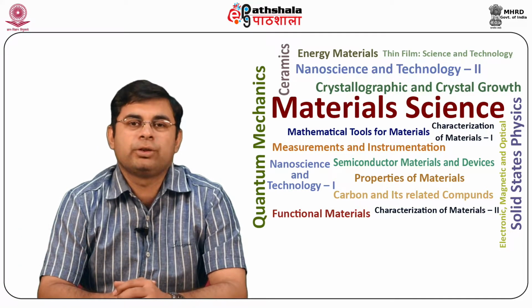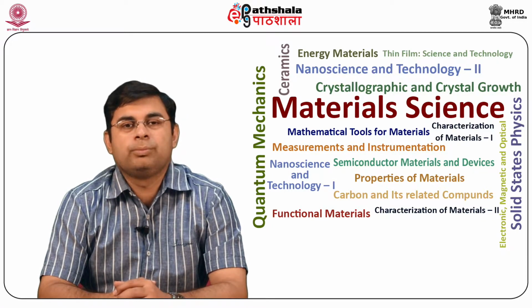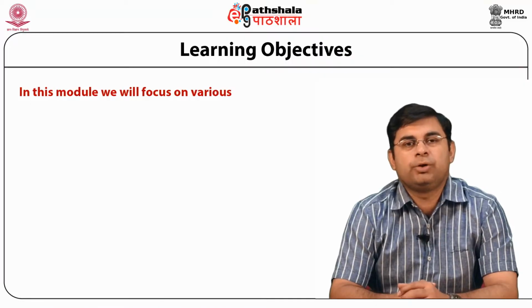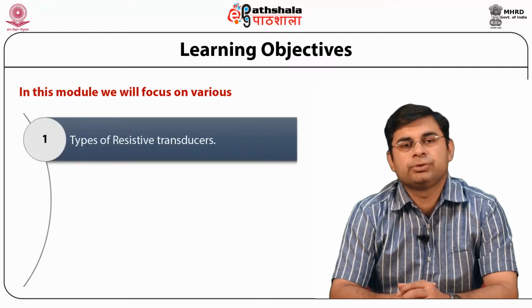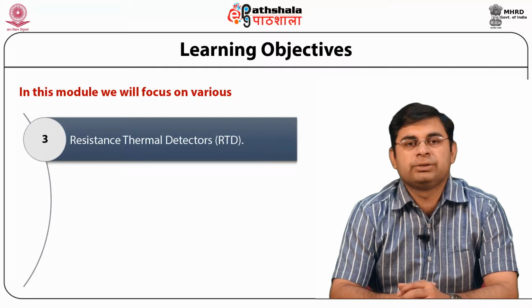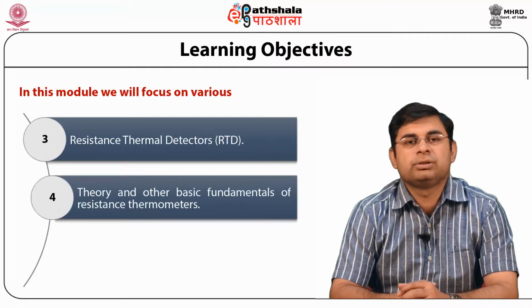Today we are going to discuss the module Transducers Part 2 from the paper Measurements and Instrumentation. In this module, we will focus on various types of resistive transducers. Here we will study the principle of operation of a resistance gauge, resistance thermal detectors (RTD), and thermistor, that is, a thermally resistive transducer.